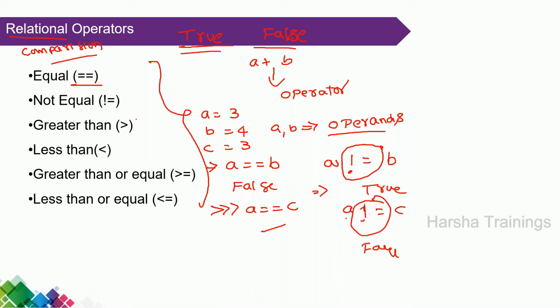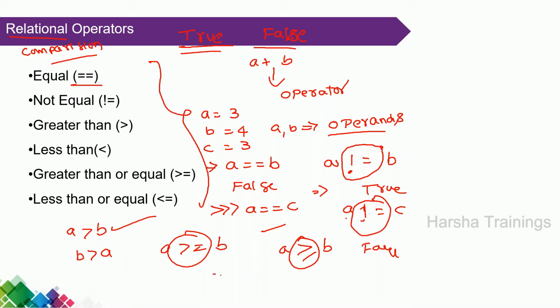Like this, we will perform the remaining ones: A greater than B, B greater than A, whatever it is. You can write like this. If A value is greater than B value, it returns true. A greater than or equal to B. Generally we write the symbol like this, but this symbol is not allowed in programming languages, not only Python. If you want to use greater than or equal to, first write greater than and then equal to. So these are the basics.